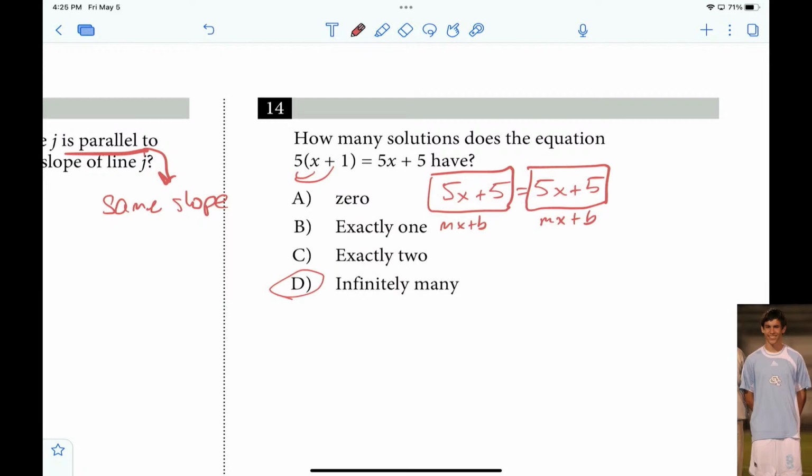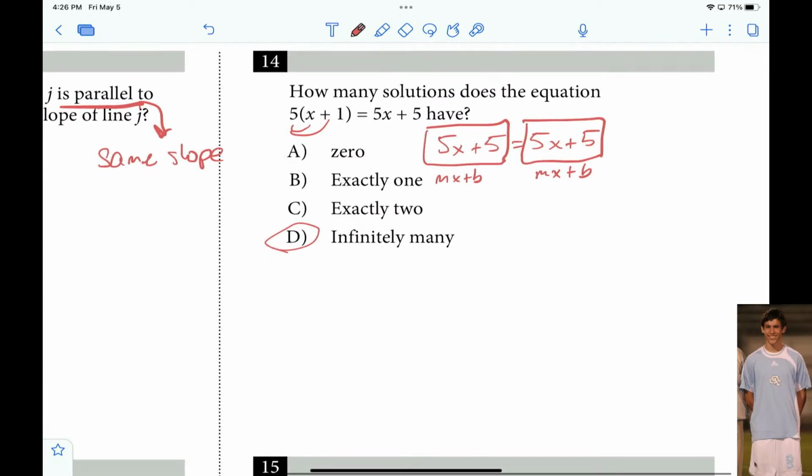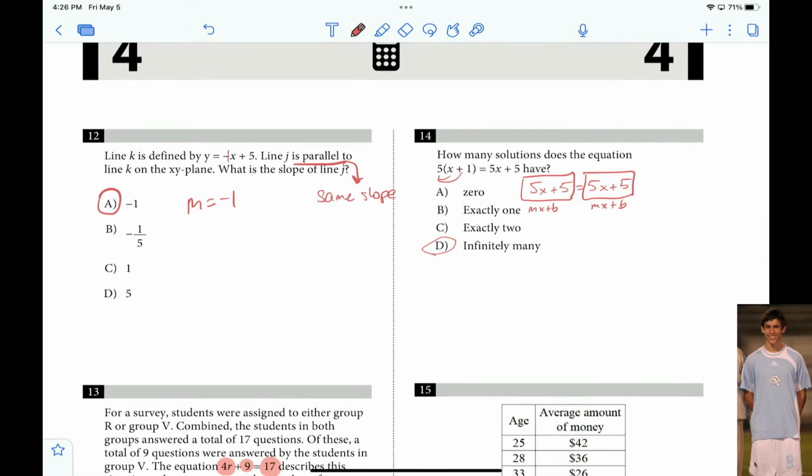But I like it because it fits the way we think about the number of solutions, especially when we can see that they can be thought of as linear expressions. You could also just say they look exactly the same. So if they are the same thing, they're going to intersect infinitely many times.